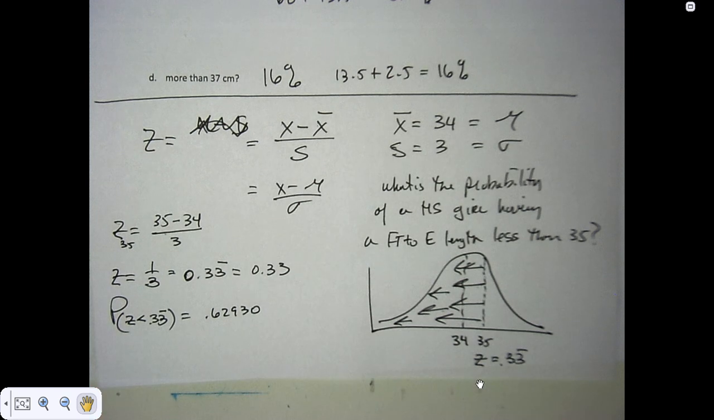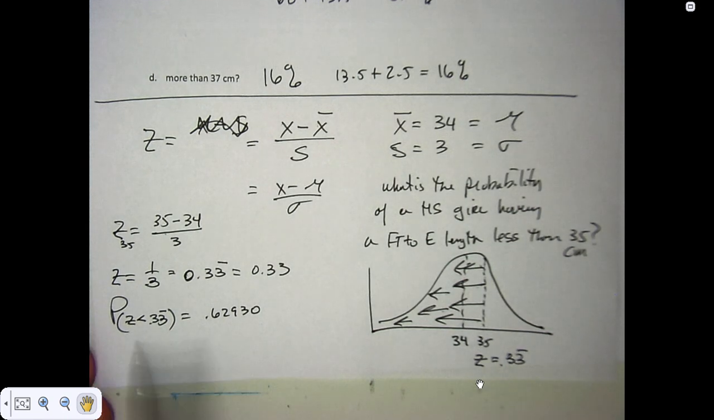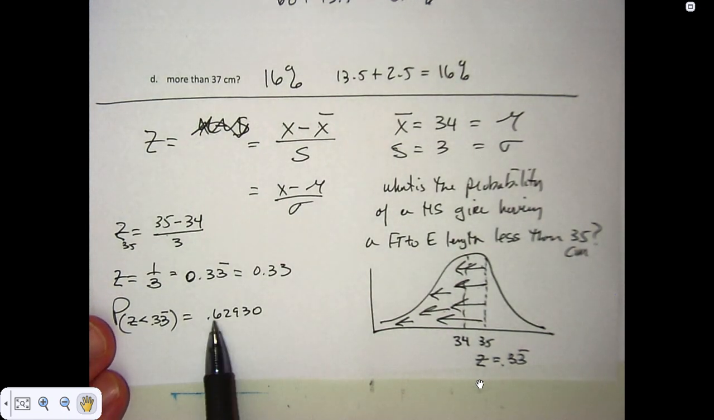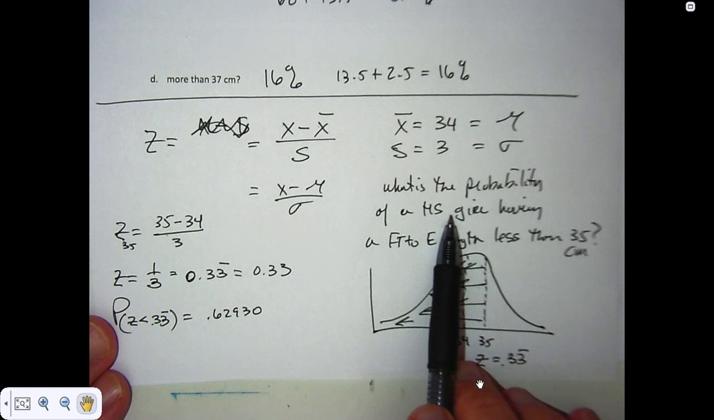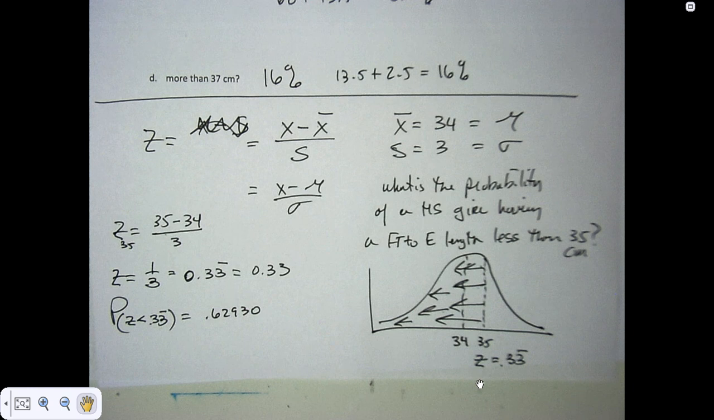0.6293. So in context, when I ask the question, what is the probability of a high school girl having a fingertip to elbow length less than 35 centimeters? It is 0.629. That basically says 62.9% of high school girls have a fingertip to elbow length less than 35 centimeters. So that's kind of the whole process.